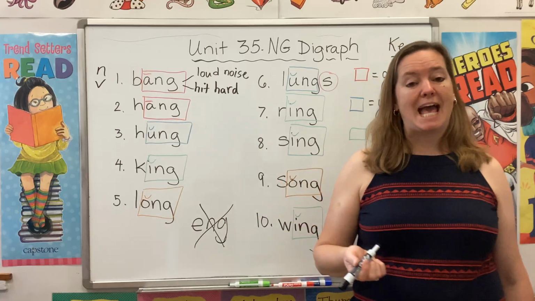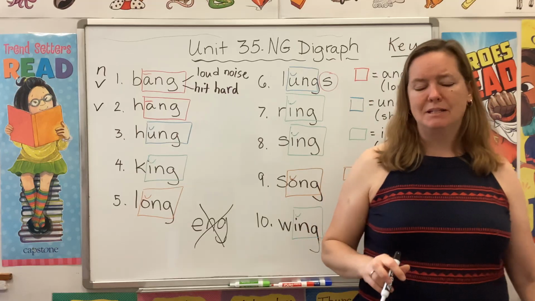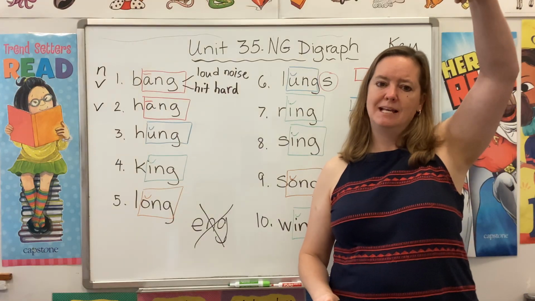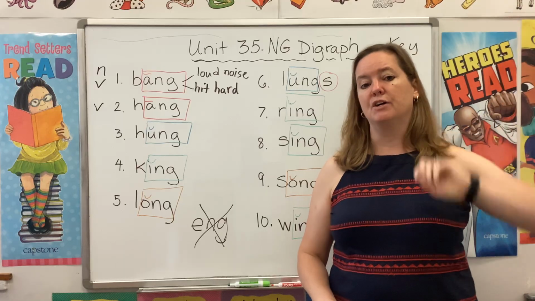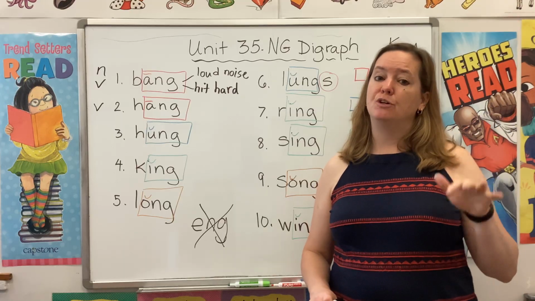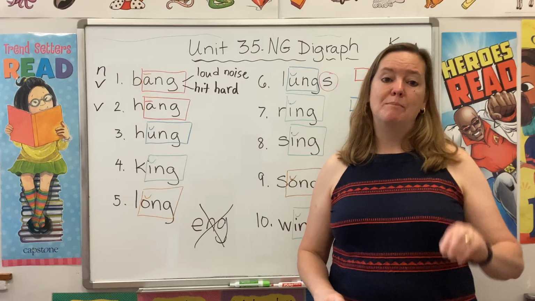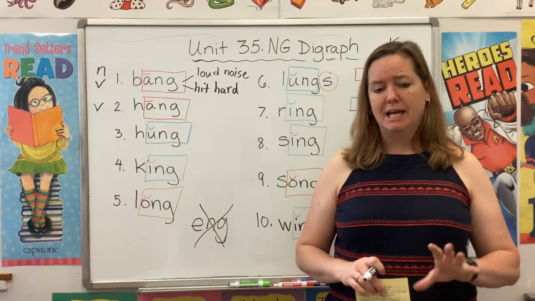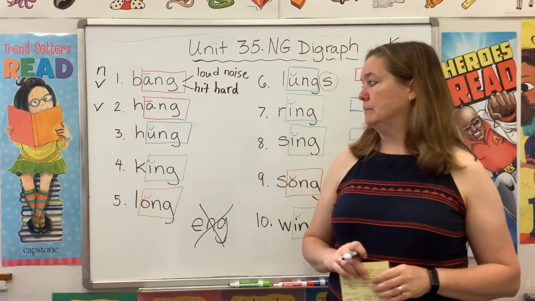Okay, our next word is hang. That's a verb. I think you know what that means, right? It's when you take an object and you let it dangle. So maybe you hang your wet towel on a hook. Maybe you hang your shirt on a hanger. Maybe you hang ornaments on your Christmas tree. It just means you put something in the air and let it dangle.